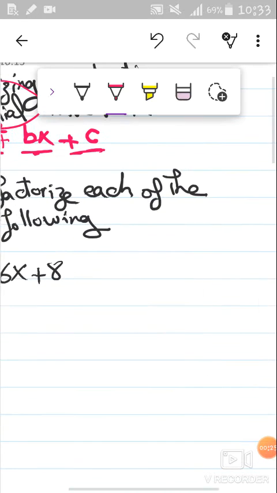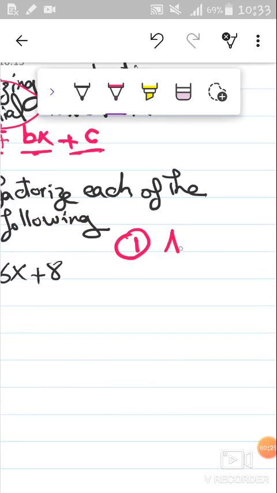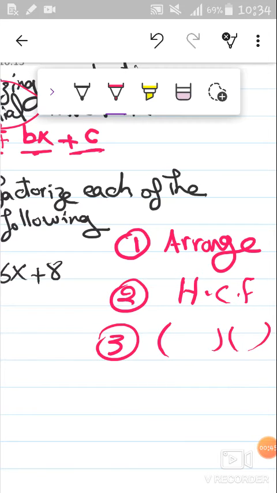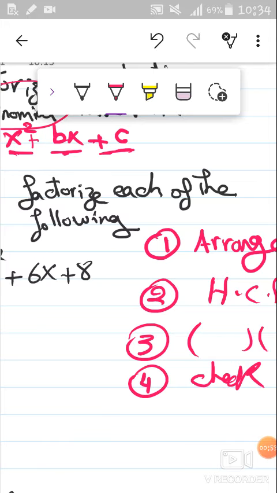First of all, we have to know the steps of factorization, which are: number one, arrange the power of the unknown x. Number two, if we have a common factor, we must get rid of it by taking the highest common factor. Number three, open brackets to make the factorization. Number four, check our solution.